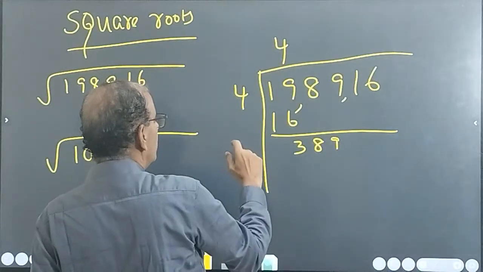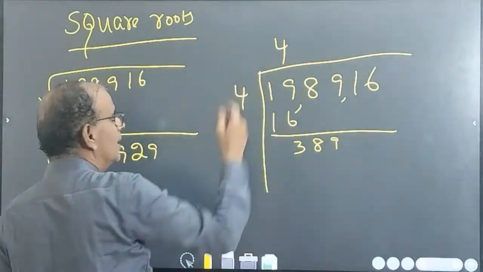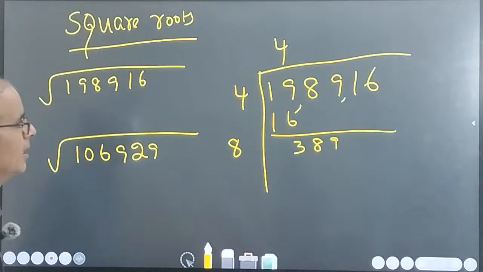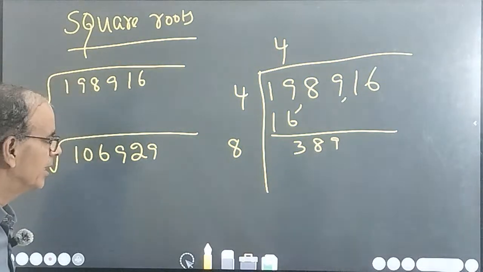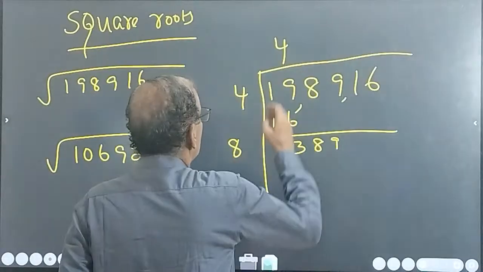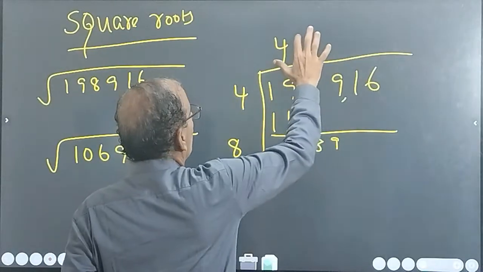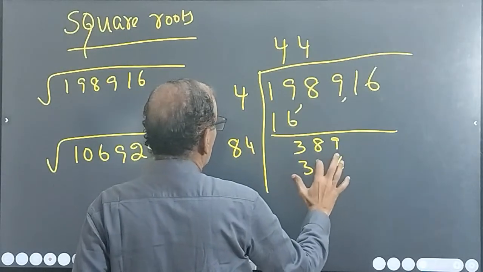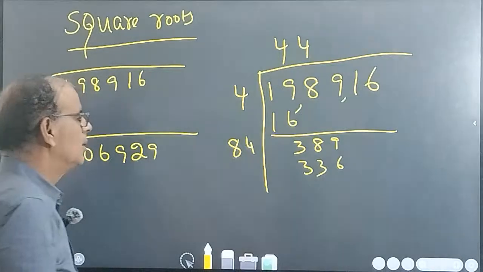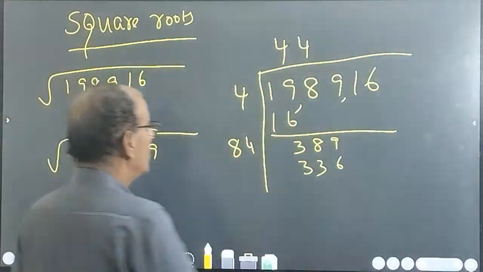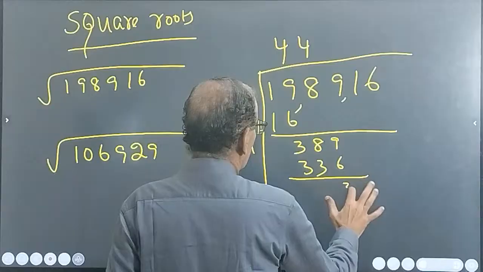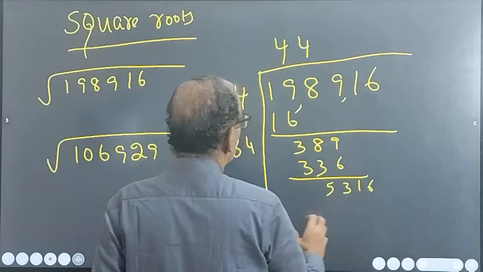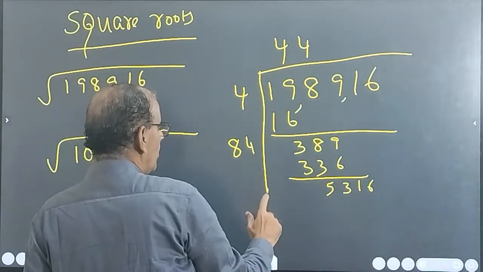This 4 will become double. Whatever number is on top, that is the quotient, that will be doubled, 8. Then you put 4 times. Okay, how much does it come? 336. Then you subtract. How much? 53. Now you bring down 16.